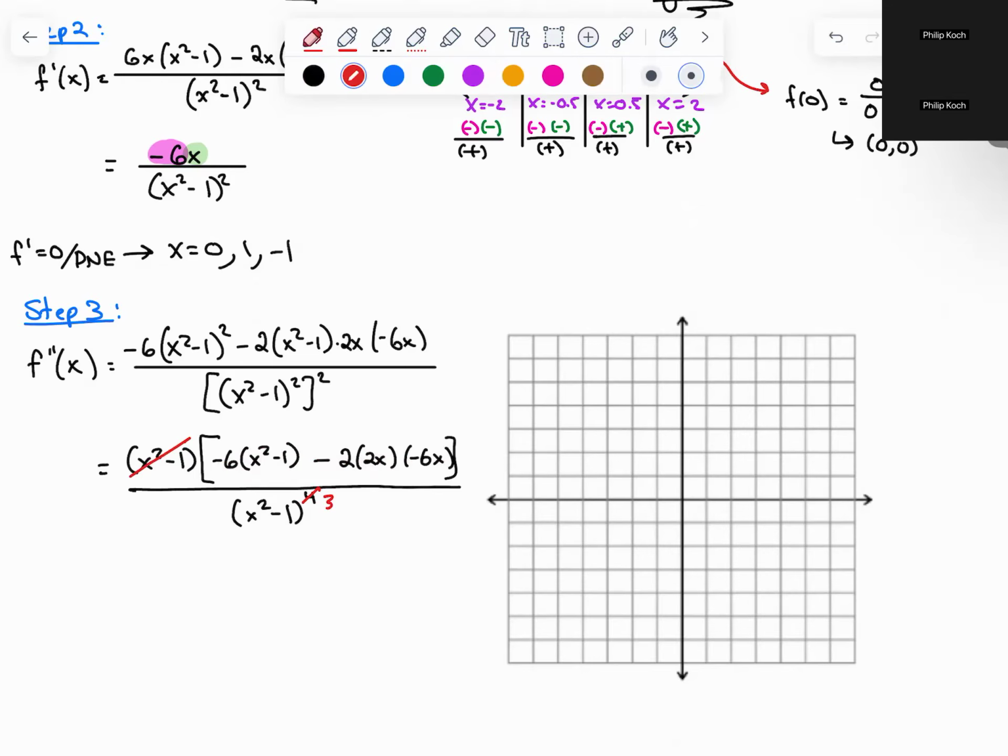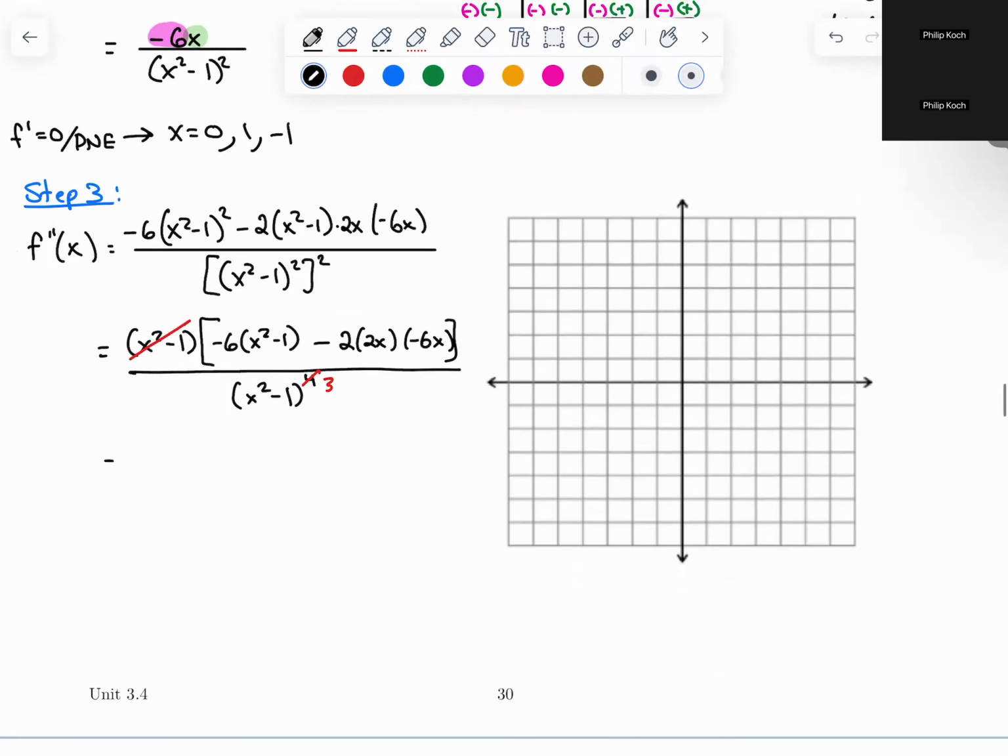So at the end of the day, you will end up with 18x squared plus 6 divided by (x squared minus 1) cubed.